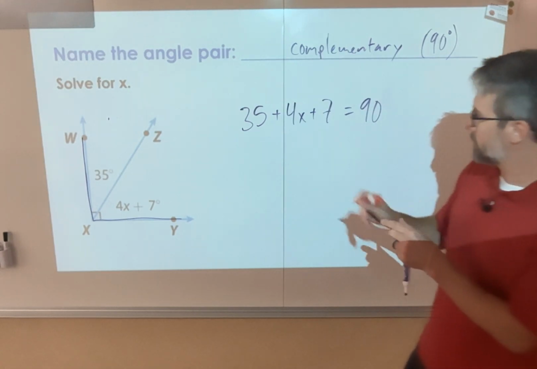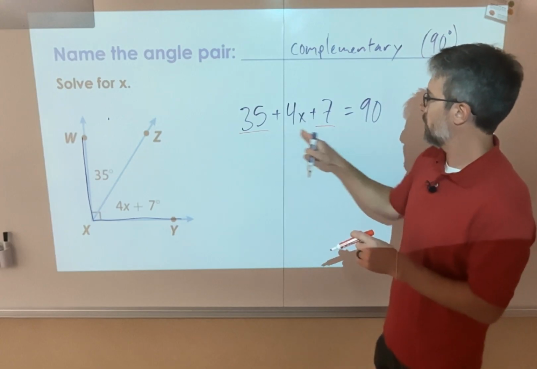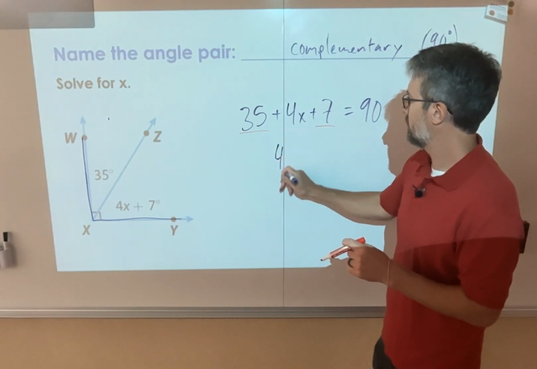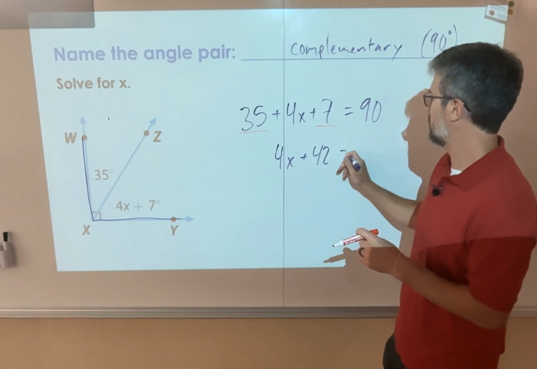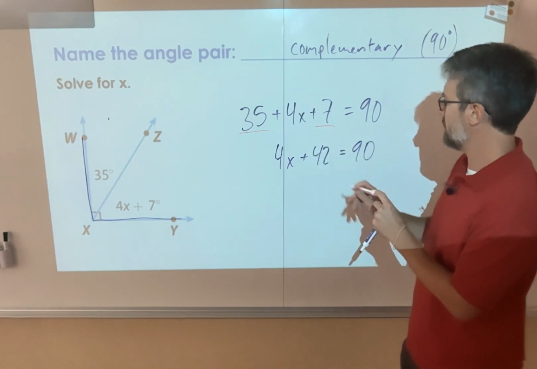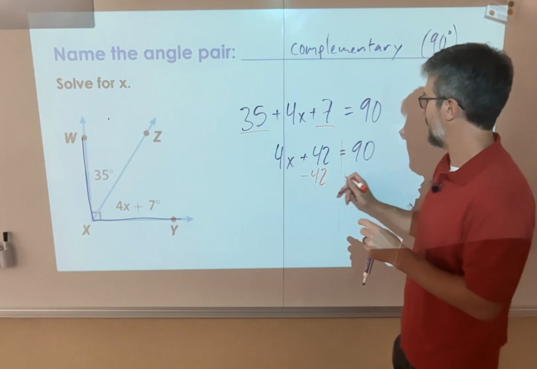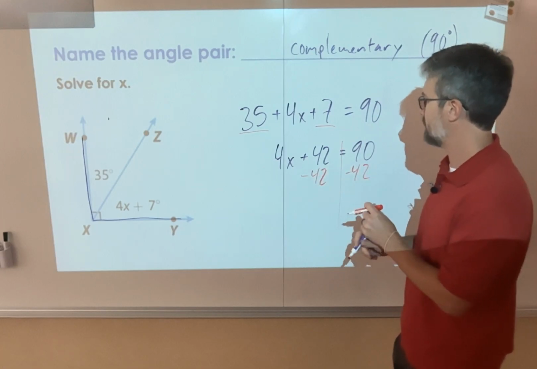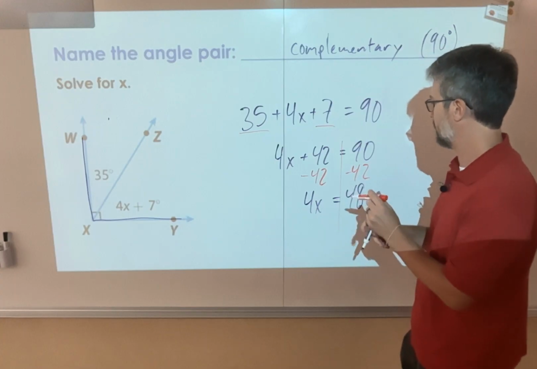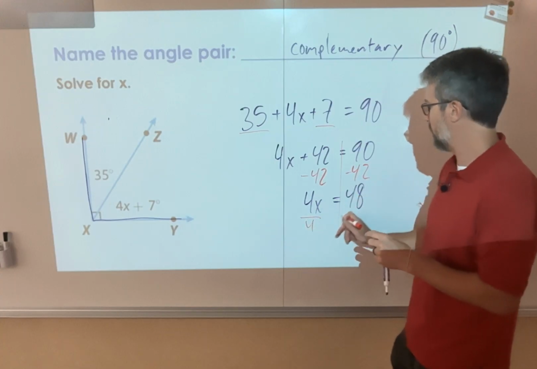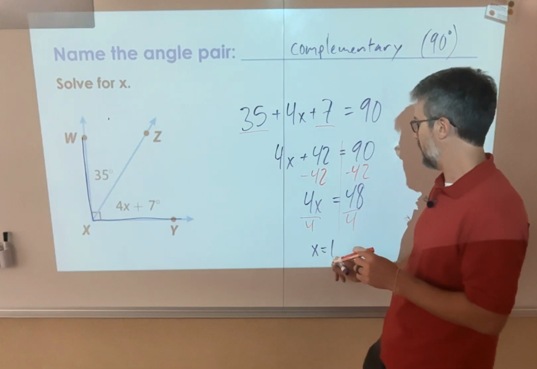Okay, so let's combine our like terms, right? 35 plus 7, that's going to give us 4x plus 42 equals 90. Now we can solve. We'll subtract the 42 from both sides, and I get 4x is equal to 48. And now if I divide both sides by 4, I get that x is equal to 12.